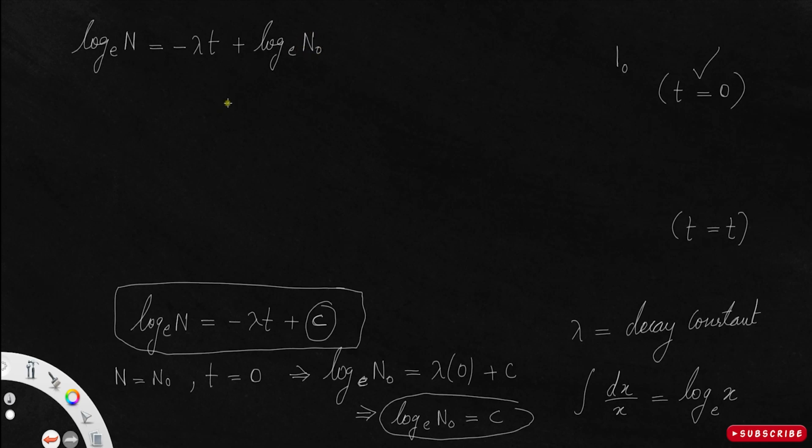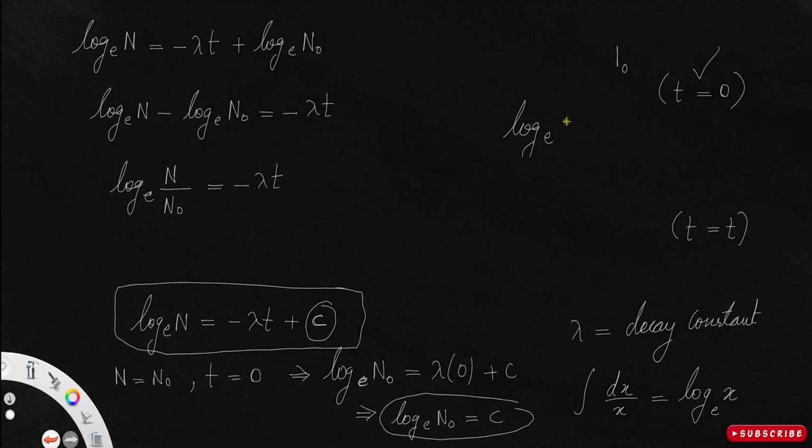Log e n0. And if I take this log e n0 to the left, I'll get log e n minus log e n0 is equal to minus lambda t. And by the property of log, we have log a minus log b, so log e n by n0 is equal to minus lambda t. Now if log to the base e of a is b, I can write this a as e raised to b.